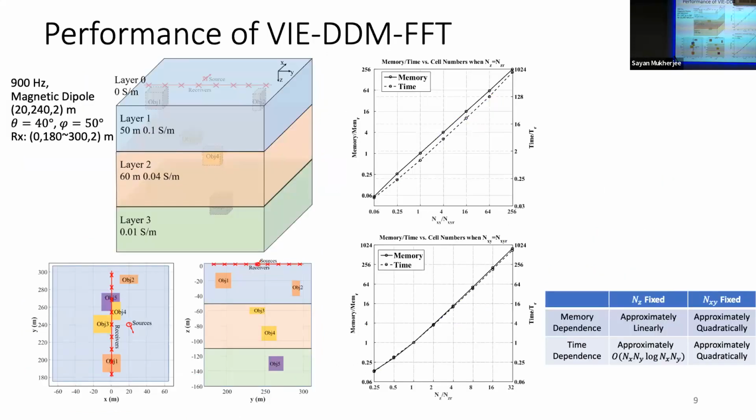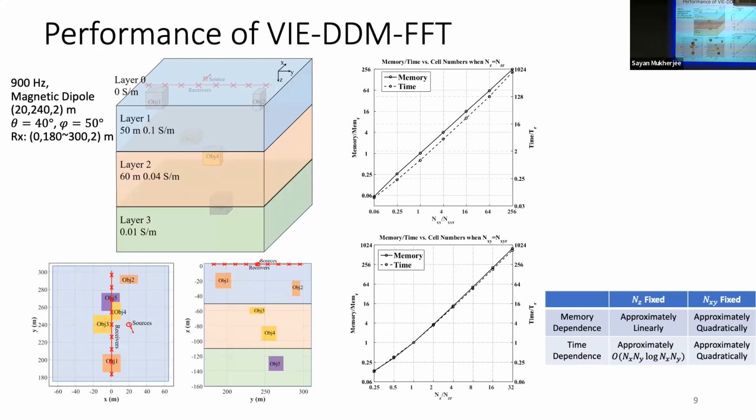Then we analyze the memory and time cost with respect to the cell numbers. Here we analyze the XY direction and Z direction respectively, since for the 2D FFT, we only use it in the XY direction, not the Z direction. So we need to discuss them separately. For the XY direction, when NZ, the cell number in the Z direction, is fixed and NXY changes, we can observe the memory is approximately linearly dependent on the cell numbers. The time dependence is approximately of order n log n.